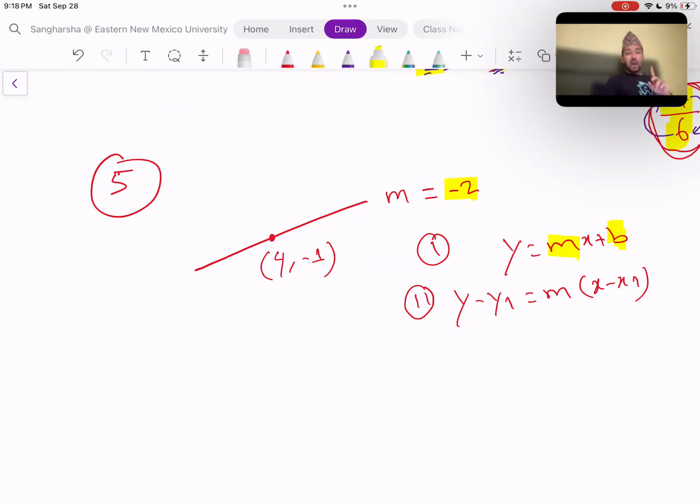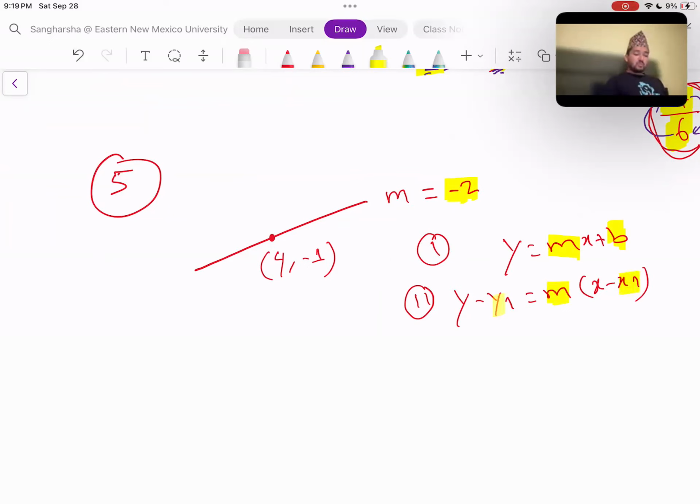So it is not the y-coordinate, okay? b is not the y-coordinate. b is the y-intercept. So we don't have it, because -1 is the y-coordinate. So it means you are not using option 1. So you're going to use option 2. Now let's check option 2. We are given slope, and we have x1, y1.